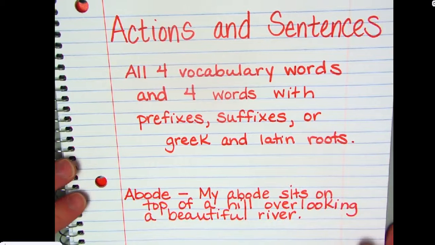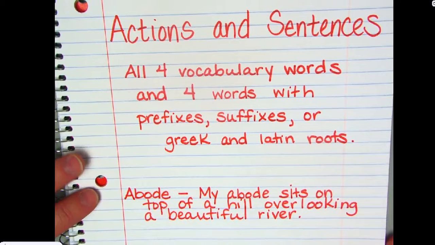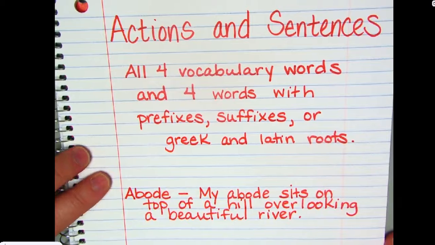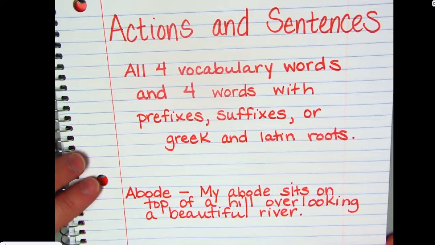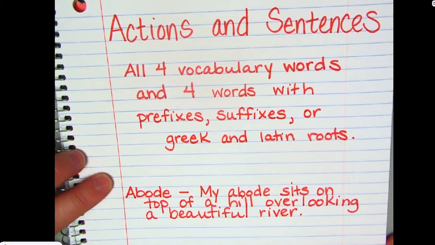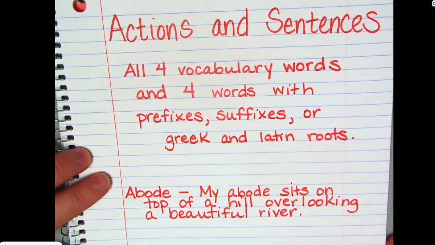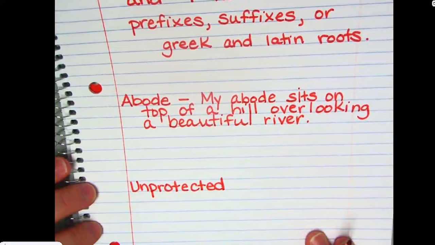Now let's try one of our words that uses a prefix. If we're studying prefixes this week, then you would come up with words that use those prefixes that we've studied. If we're studying suffixes, then you would use words that have those suffixes. And if we're learning Greek and Latin roots, then you would be using words that have those Greek and Latin roots in them. So let's look at the word unprotected.